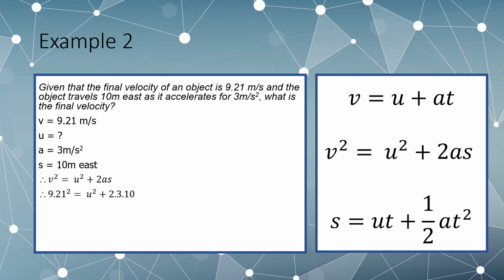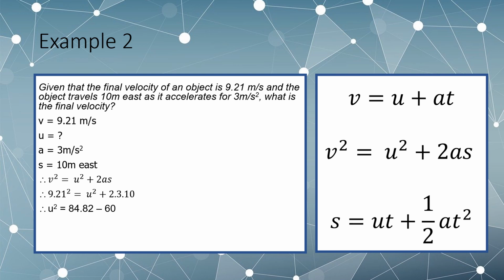Regardless, we then have U squared equals 84.82 subtract 60. That is simply from squaring the 9.21 and then taking across that 2AS, or that 2 multiplied by 3 multiplied by 10 to the left-hand side. Remember, to get rid of an addition, we have to subtract, and whatever we do to the right, we have to do to the left.